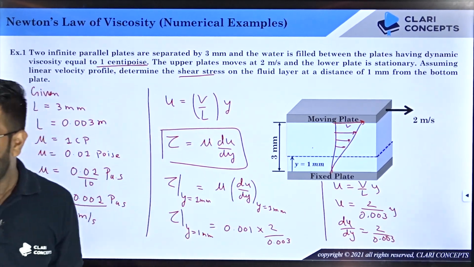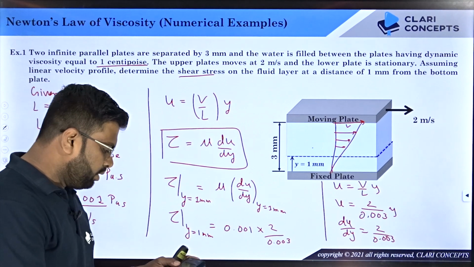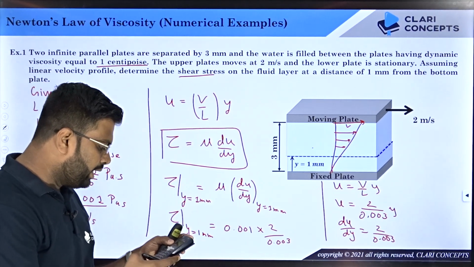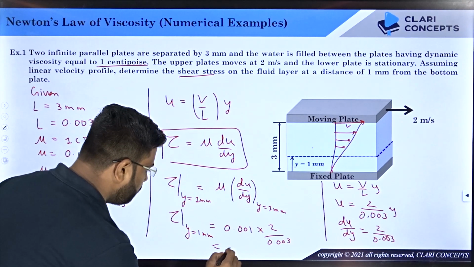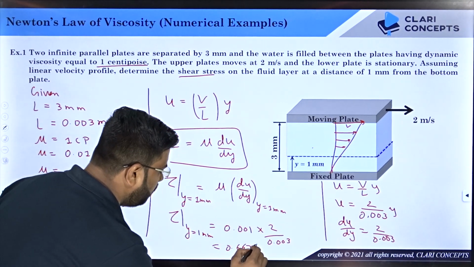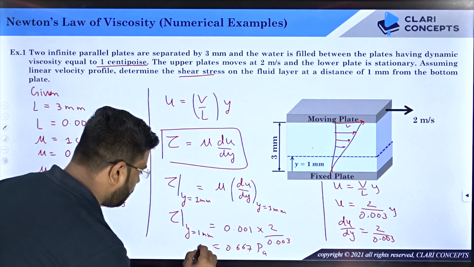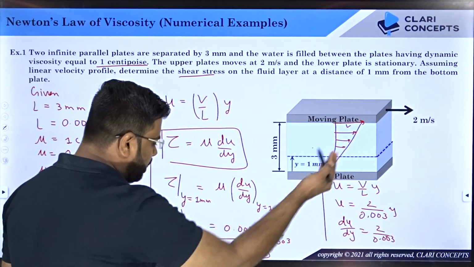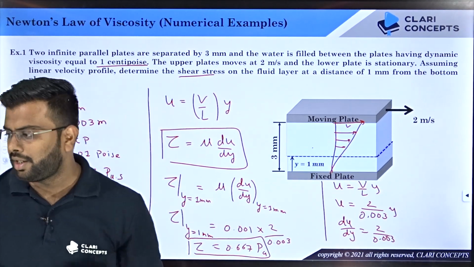So let us do the calculation using the calculator. I will get 0.667 Pascal. This is the answer, tau. So tau at this particular layer that we have understood is 0.667 Pascal. Let me check the answer.